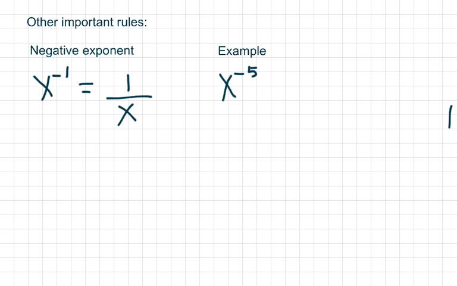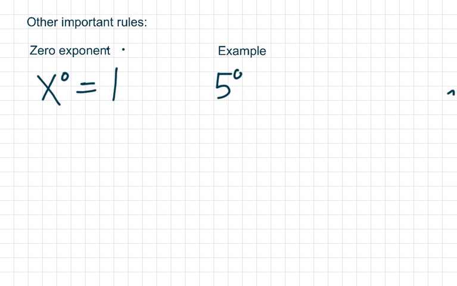Okay. So some other related rules to powers: we have the negative exponent. In this case, we have x raised to the negative 1. And what you do there is you invert the power. So you're going to end up with 1 over x to the 1, or you can just leave it as x. So now an example, we have x to the negative 5. And that's just going to be equal to 1 over x to the 5. So pretty simple.